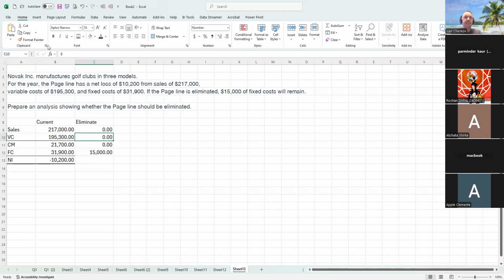Okay. So I'm going to have this one this way and this one. So where am I here? 15,000 loss. I'm losing the contribution margin, but I'm saving on the fixed cost, right? Yes, sir. So now let's see what we have to do. Increase or raise the difference.